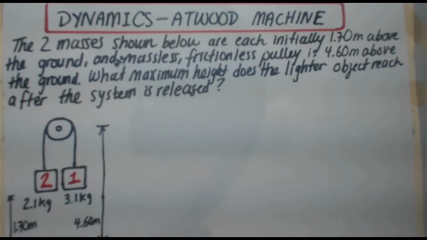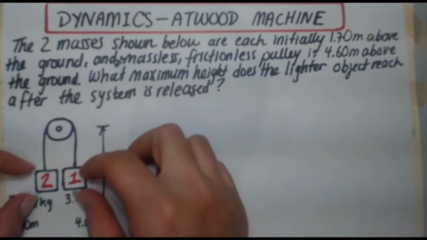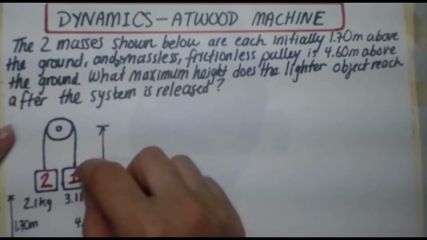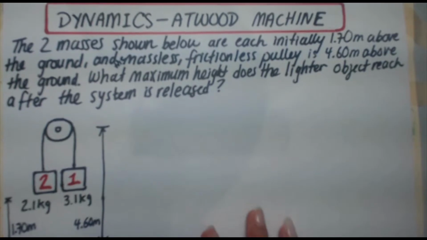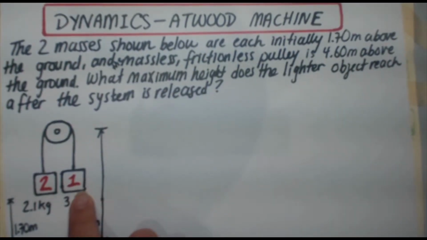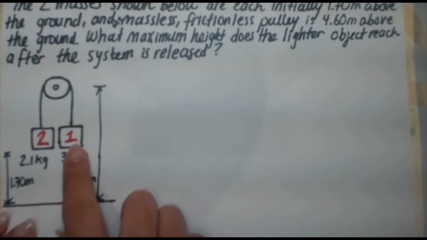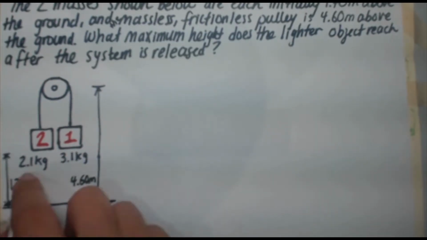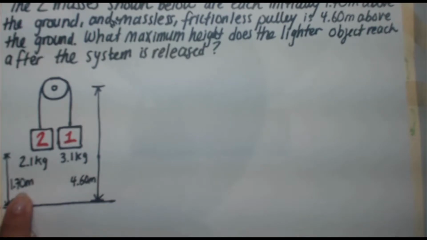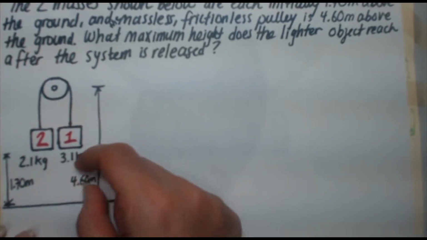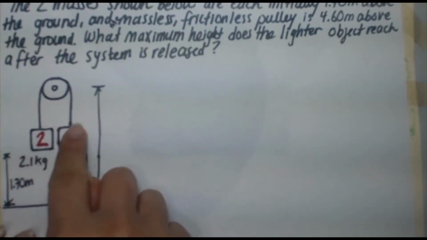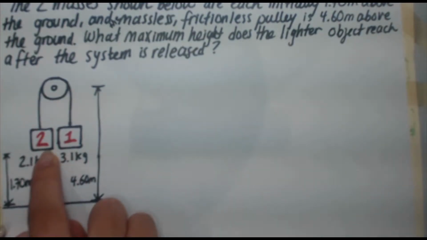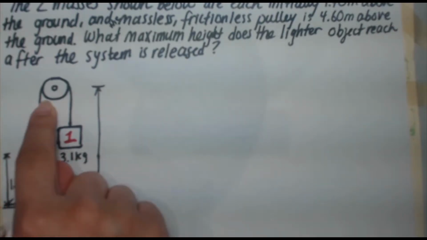Now, visualize what's going to happen. You've got two blocks, same distance away from the pulley, same distance from the ground. One is heavier. Okay, so when you release this system, logically, the heavier one's going to fall. Then you ask yourself, how far is it going to fall? Well, it's going to fall till it hits the ground. It's going to fall 1.70 meters. So this falls 1.70 meters, and assuming that the string is not elastic, it does not extend or expand, okay, block 2 is going to go up 1.70 meters.